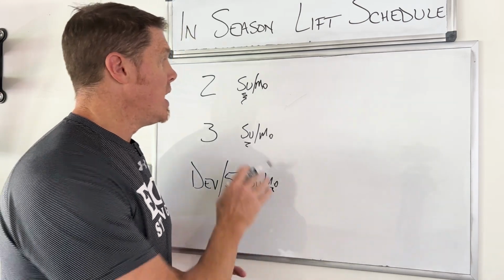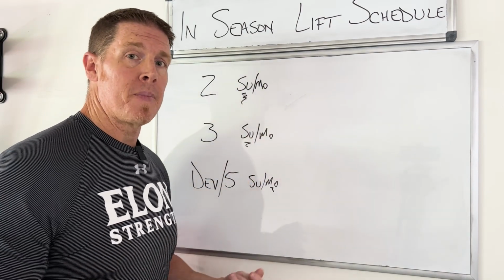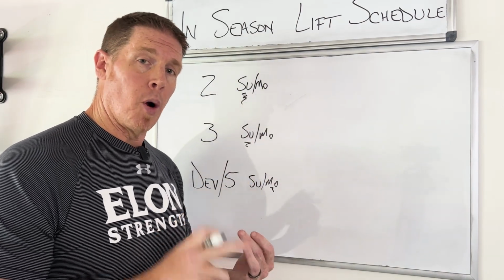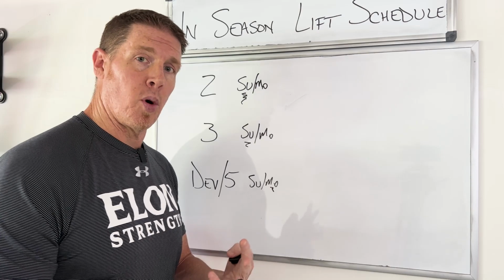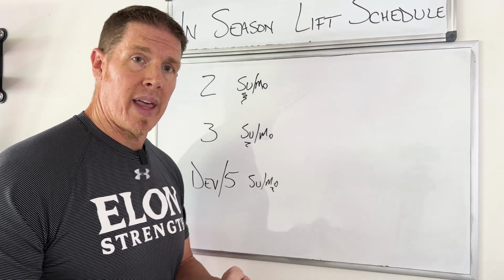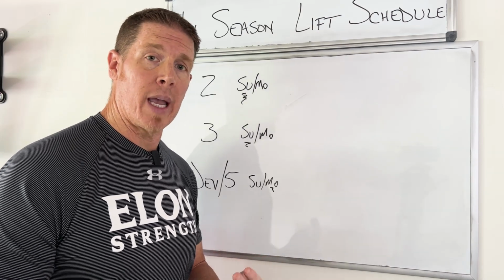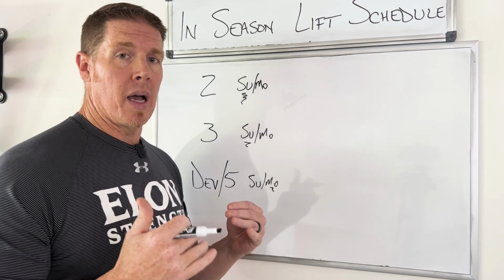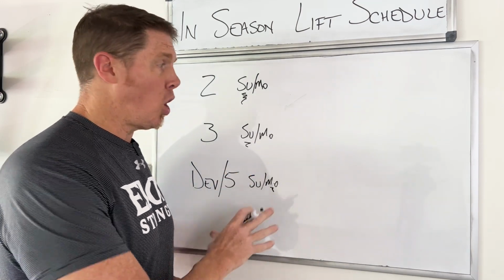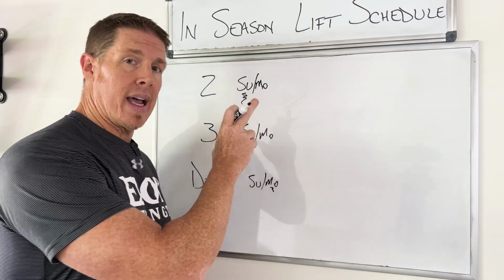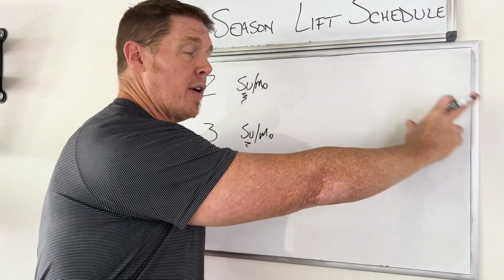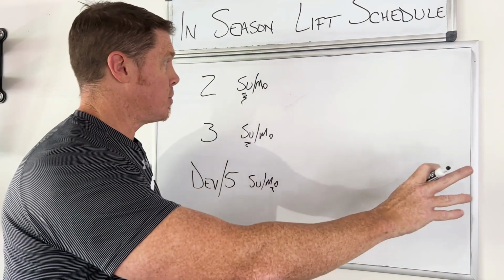Now, as far as what we're doing that day, that's the day where we're going to hit our pulls from the floor, some type of pull variation. We're going to hit our squats on that day, usually some type of single leg work, hamstring work. Basically, it's going to be a lower body dominant day because we want to get that knocked out of the way as far away from our next game day as possible.